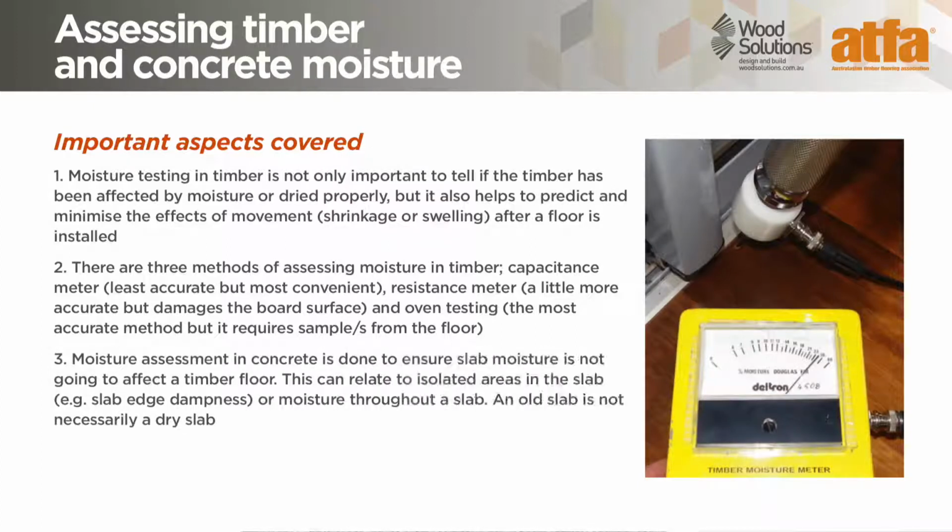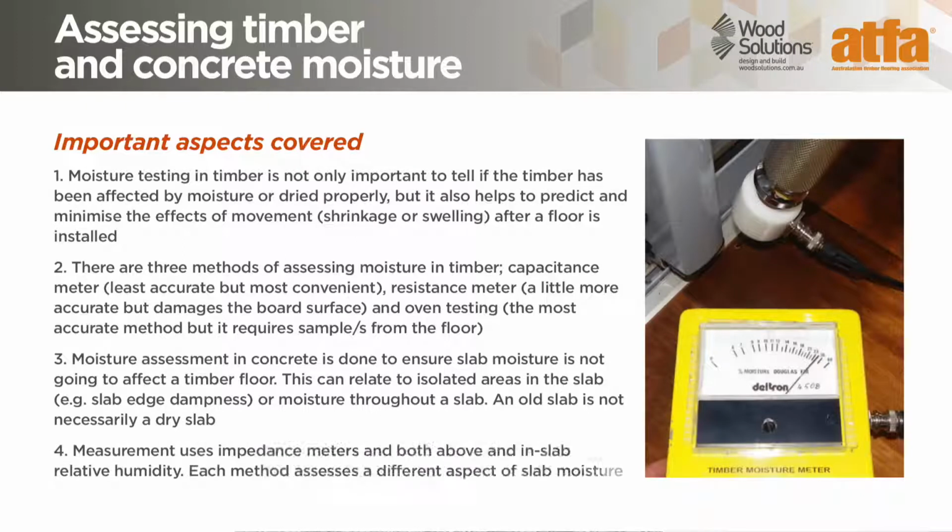3. Moisture assessment in concrete is done to ensure slab moisture is not going to affect a timber floor, and this can relate to isolated areas in the slab, for example, slab edge dampness, or moisture throughout a slab. An old slab is not necessarily a dry slab. And 4. Measurement uses impedance meters and both above and in-slab relative humidity. Each method assesses a different aspect of slab moisture.